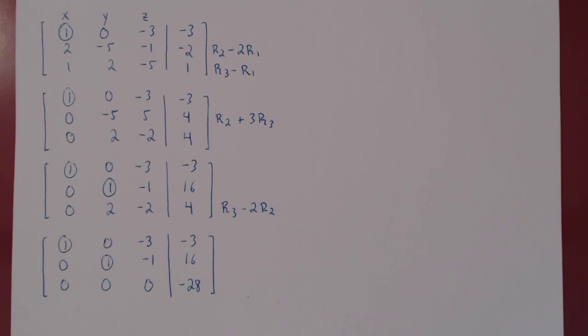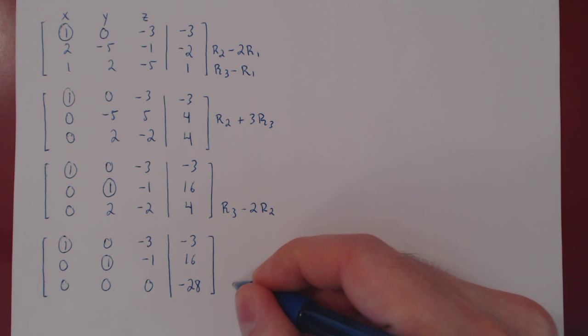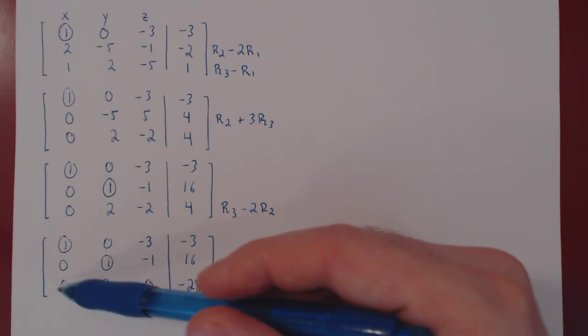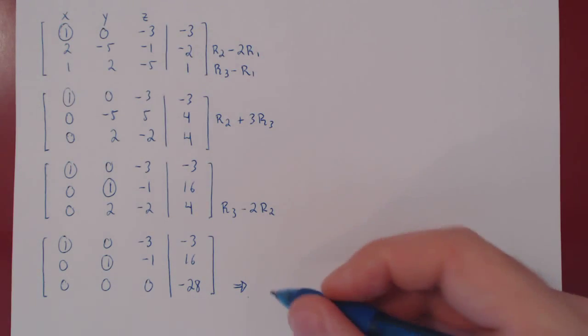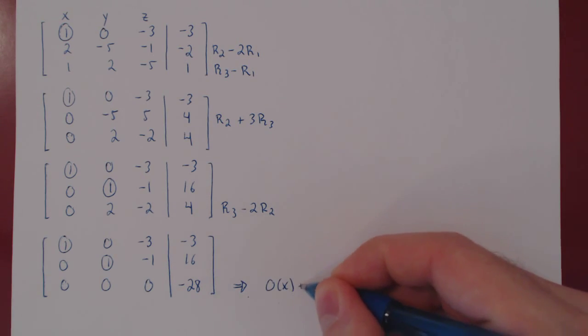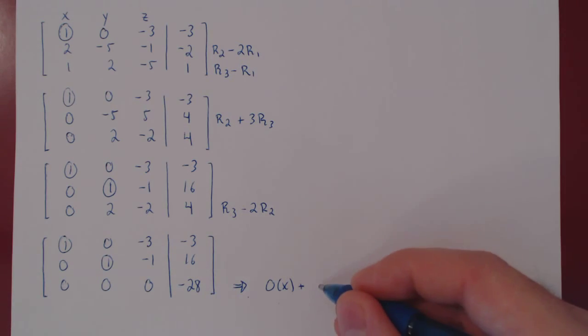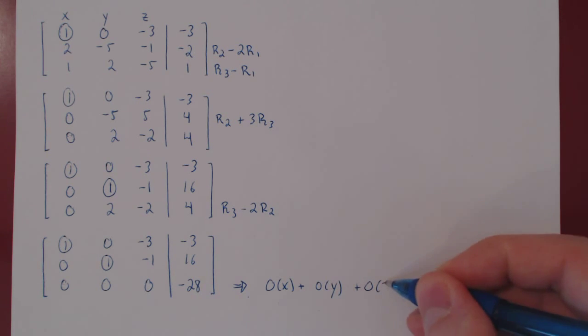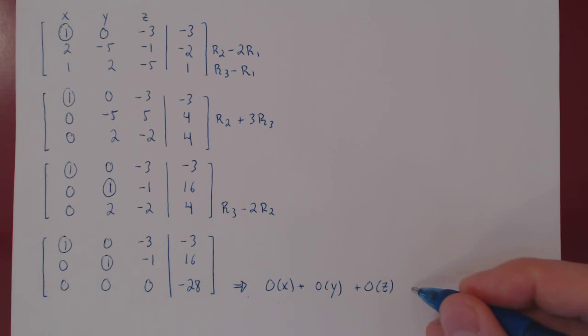And I claim this is interesting. Why is this interesting? And this is something that you always have to watch for. A row where all the coefficients are 0, but the constant term is not 0. Let's see why this is interesting. Let's go from the row of the augmented matrix back to the corresponding equation. So this would be the equation 0 times x plus 0 times y plus 0 times z equals negative 28.